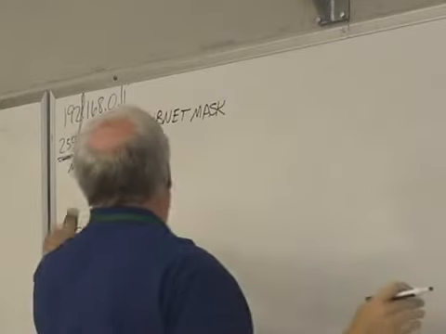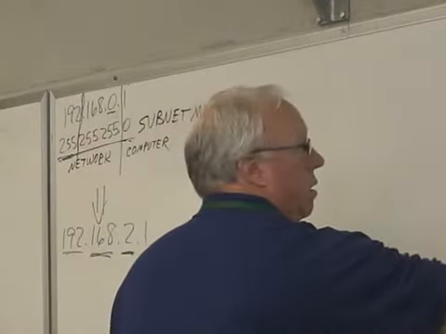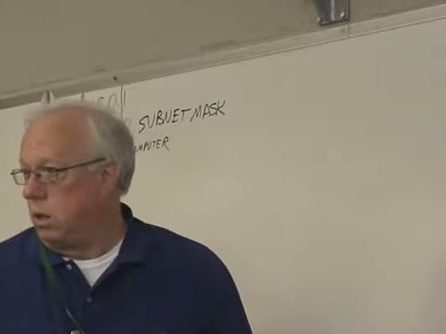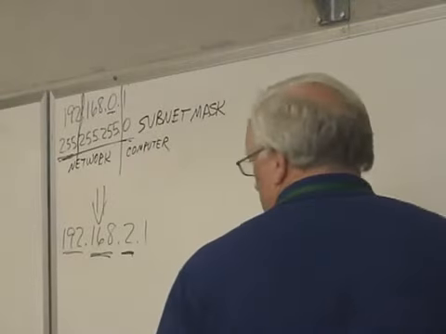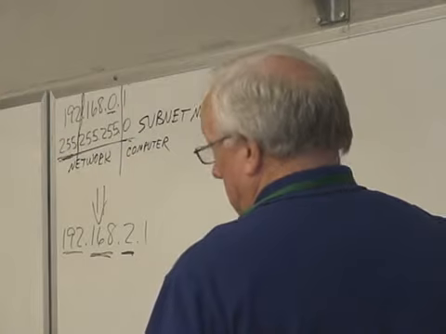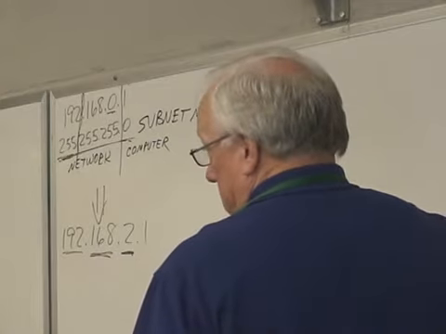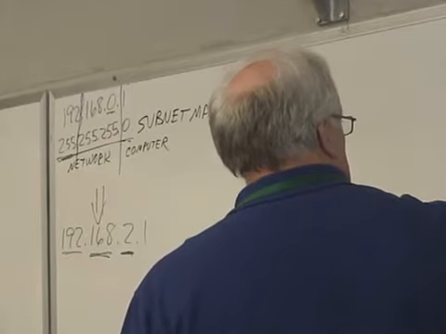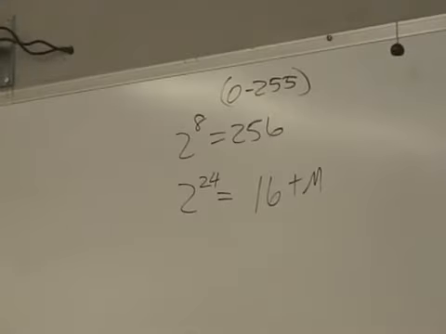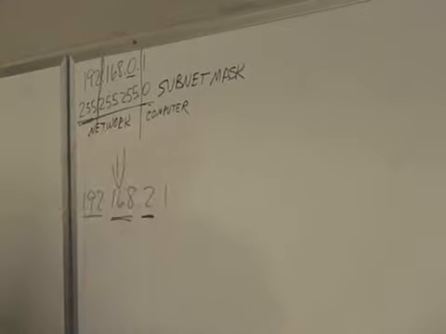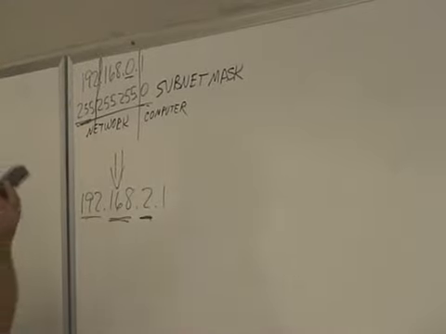And how many networks can I have? You don't know that off the top of your head? 2 to the 24th? It's much bigger than that. 2 to the 10th is 1,024. Yeah, it's 16 million. 16 plus million. So with this configuration, I can have 16 million networks, but on any one of those networks, I can only have up to 256 computers.